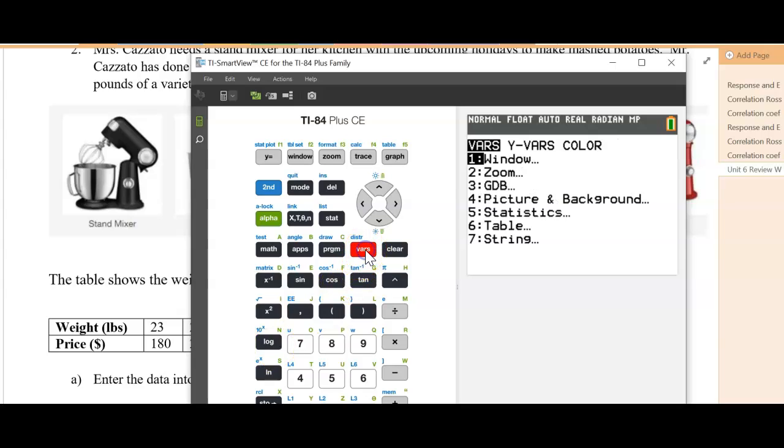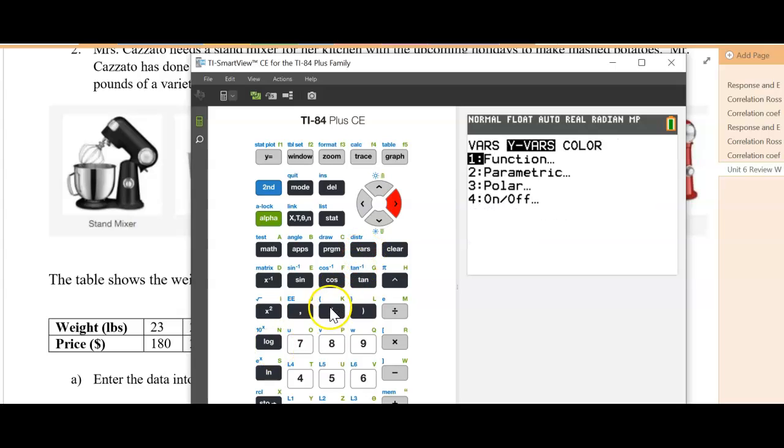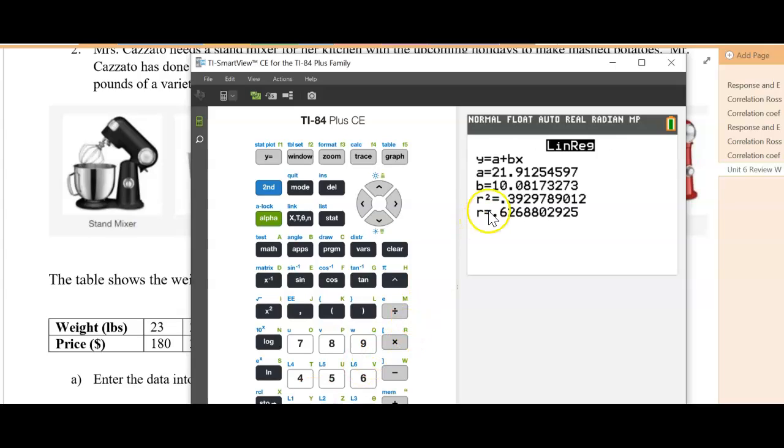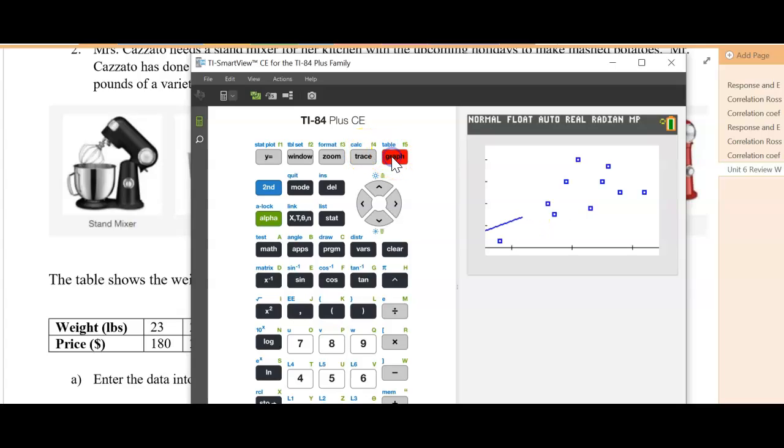So we pressed Vars. We moved over to Y vars. We pressed Function, number 1, and then we pressed Y1. And this will store the equation into the calculator. You move down to Calculate, and you could hit Enter. So we can see the regression line, y equal a plus bx. The value of a is 21.9125. The value of b, 10.0817. And the correlation coefficient, 0.6269. Now when you hit Graph, the regression line will be in the graph.